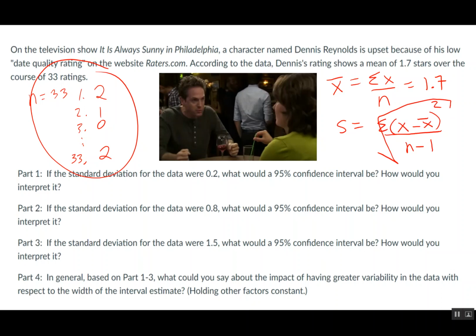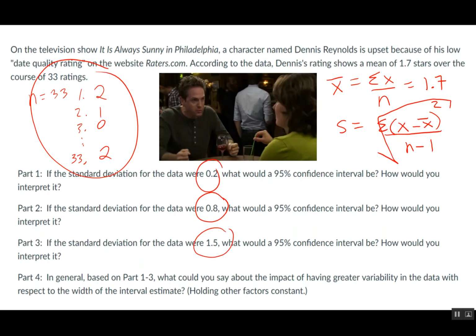So in part one, we're going to pretend that the standard deviation is 0.2. In part two, we're going to pretend the standard deviation is 0.8, and in part three, we're going to pretend the standard deviation is 1.5. And everything else is the same. Then in part four, we want to figure out what the relationship is here. How is the confidence interval affected by this measure of variability?